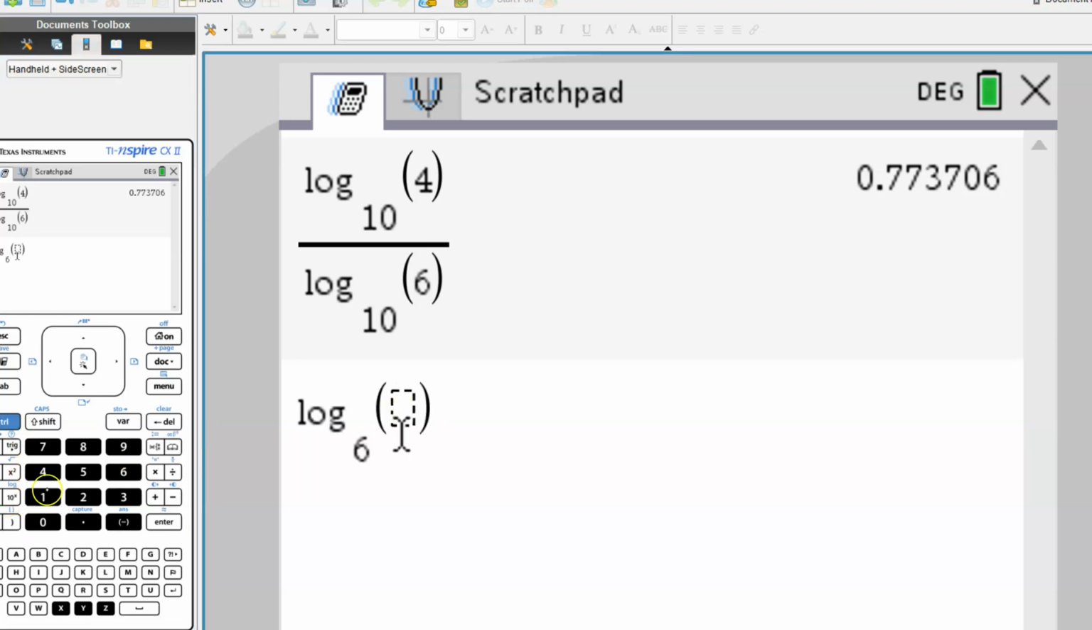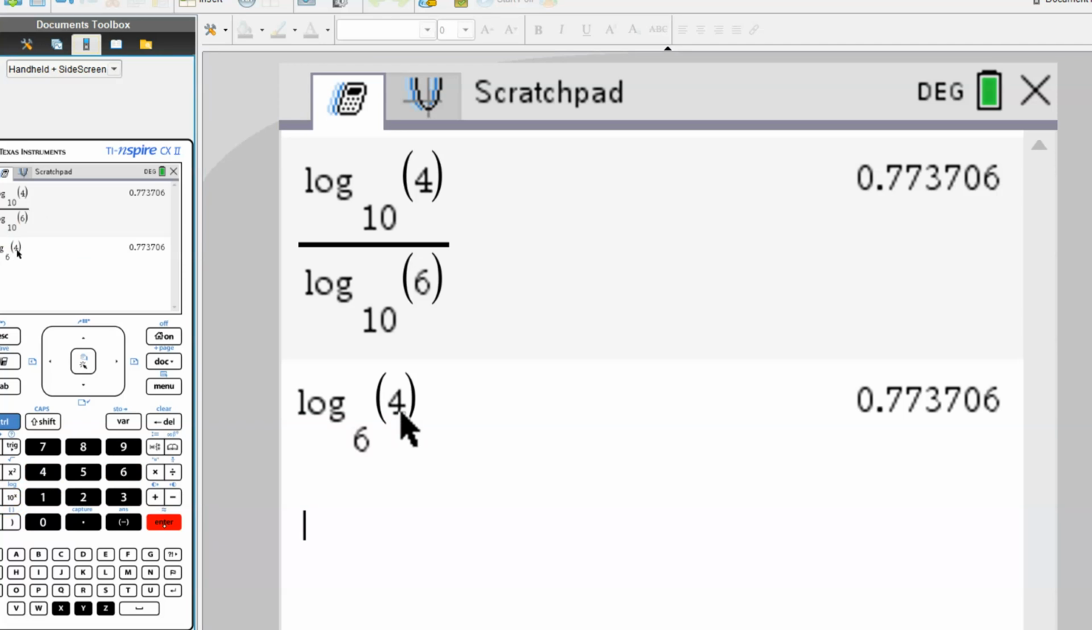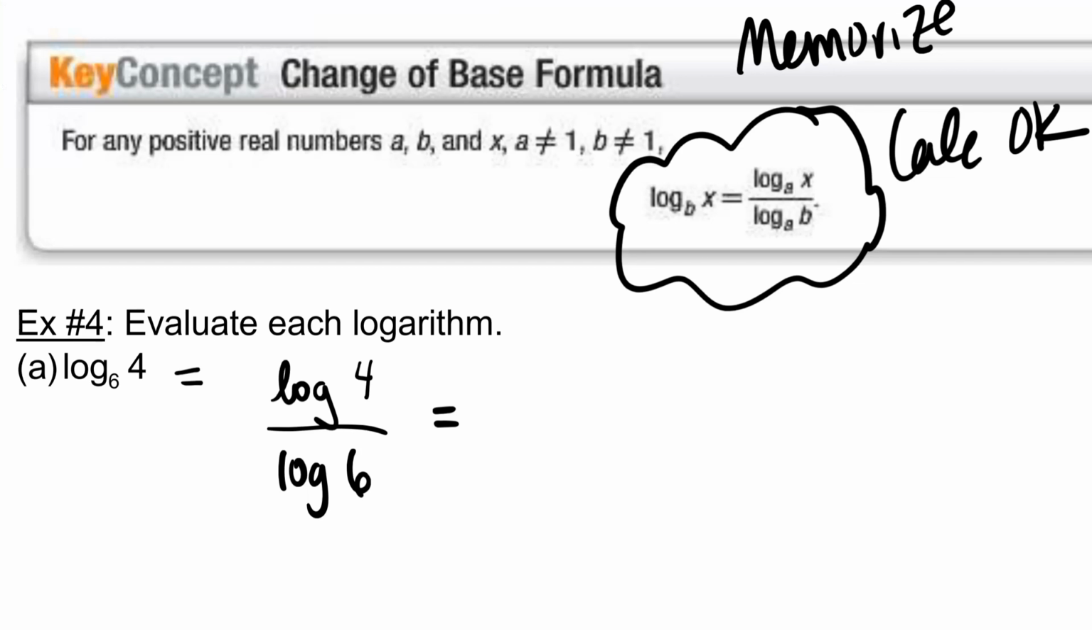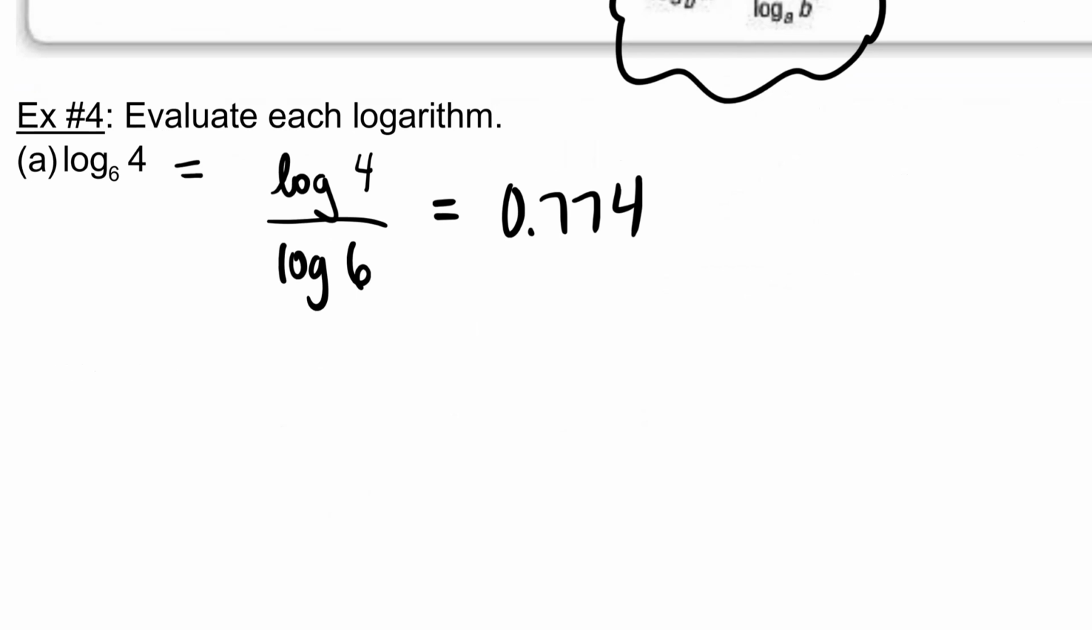Log base 6 of 4. I wonder what it's equal to. Oh, same thing. Amazing. Okay, let's go back. So this is just 0.774. And try the next one.